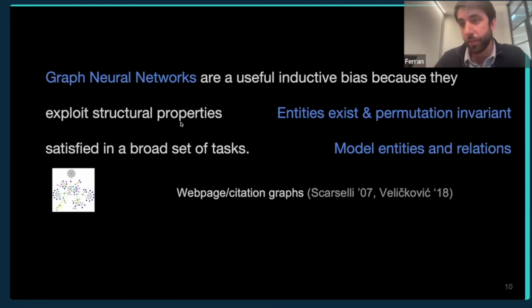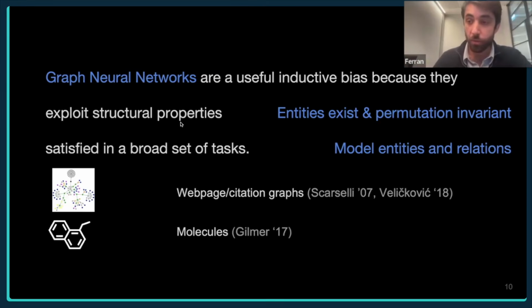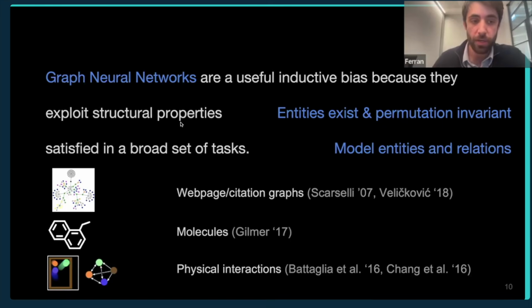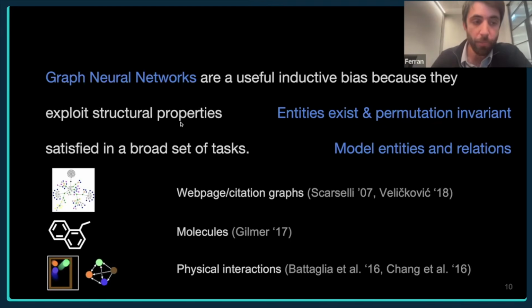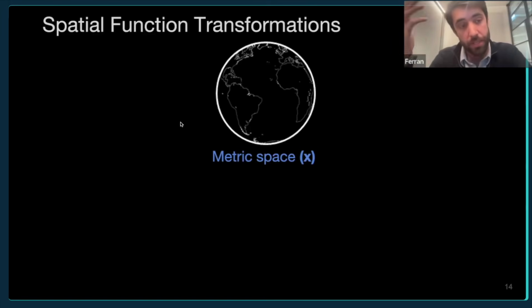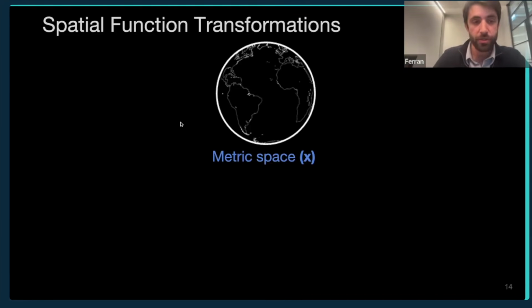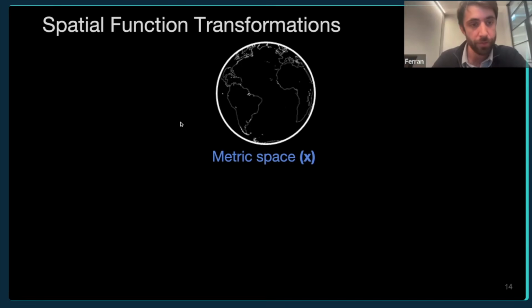So for instance, the early graph neural network works were modeling web pages or citation graphs. Then people used them to model molecules or proteins in some cases. And there's also been work in using them to model physical interactions, for instance, bouncing balls, or other types of objects interacting. In our case, we were interested in modeling what I called spatial function transformations. Now, people sometimes call them neural operators or other types of names, or functa.